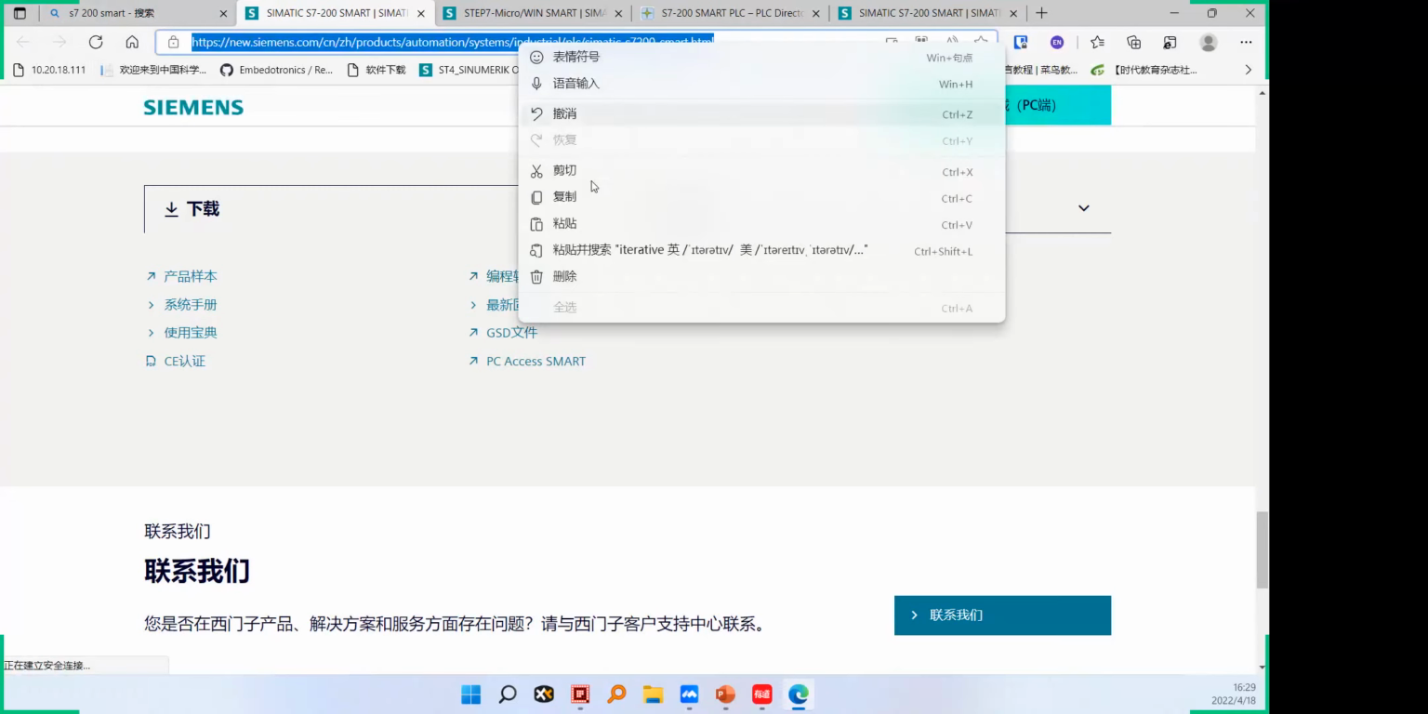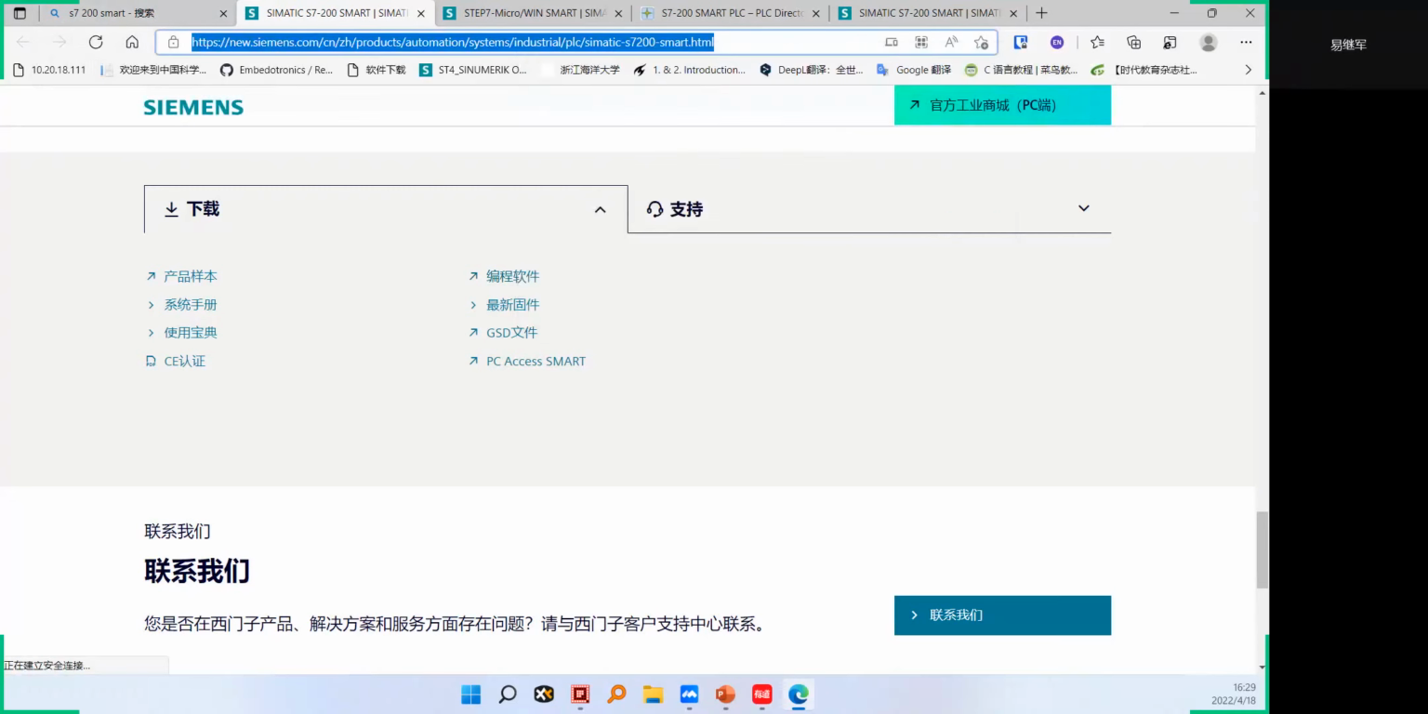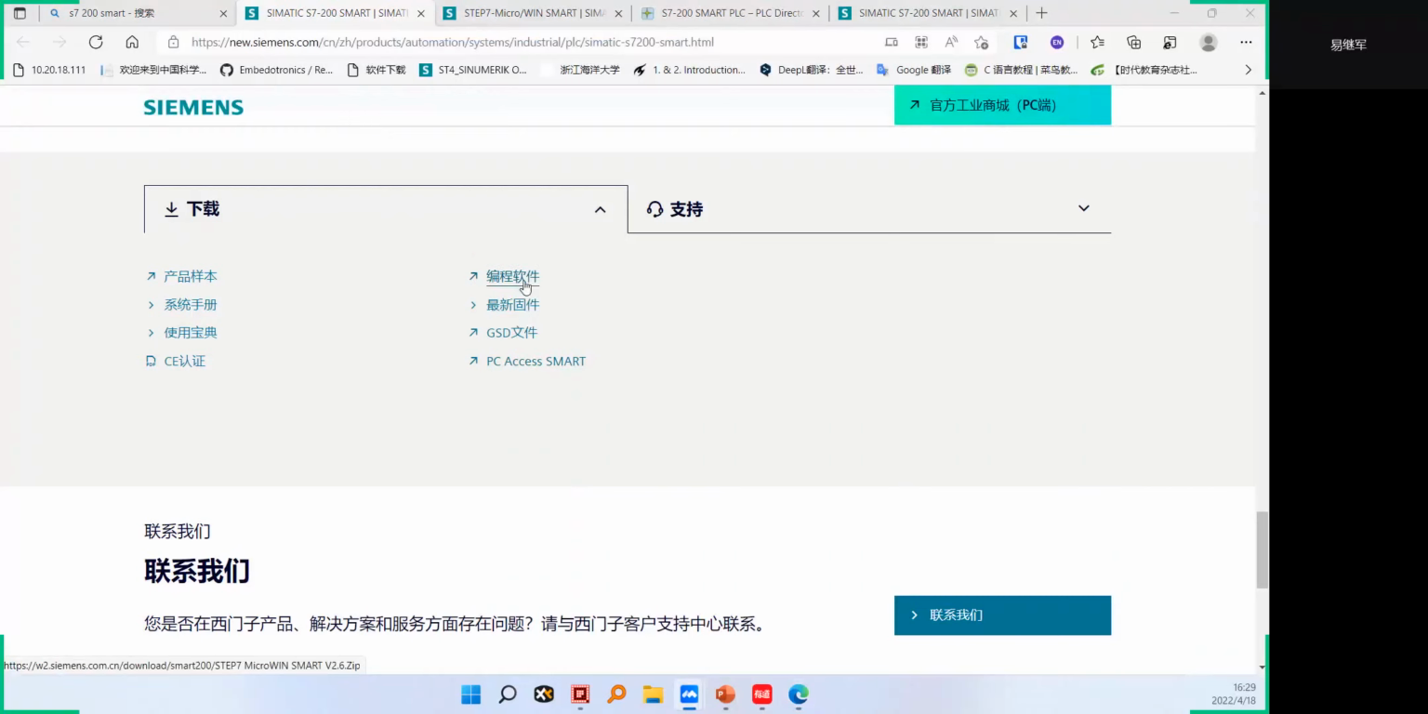No problem. I'll give you in the meeting chatting room. You can see the meeting chatting room. This, okay, is for the 编程软件, programming software.